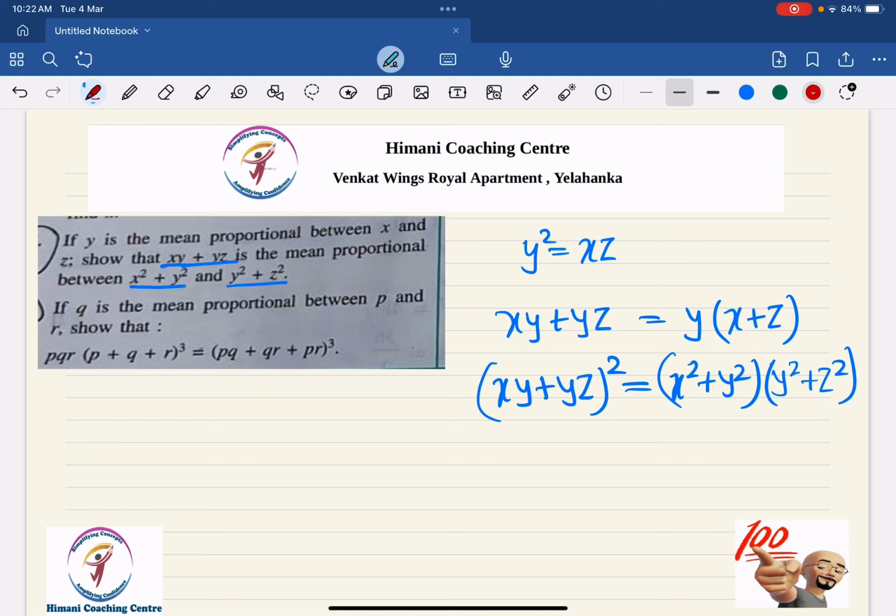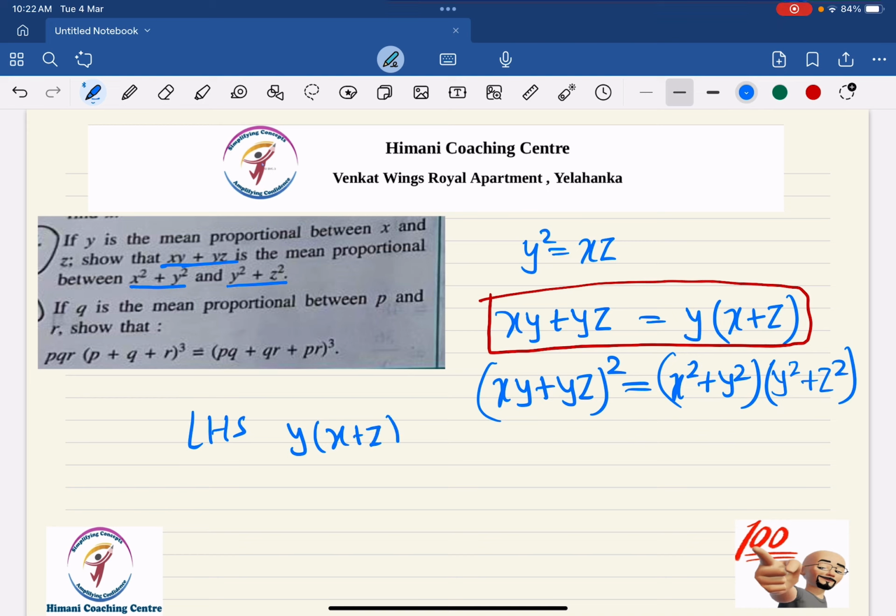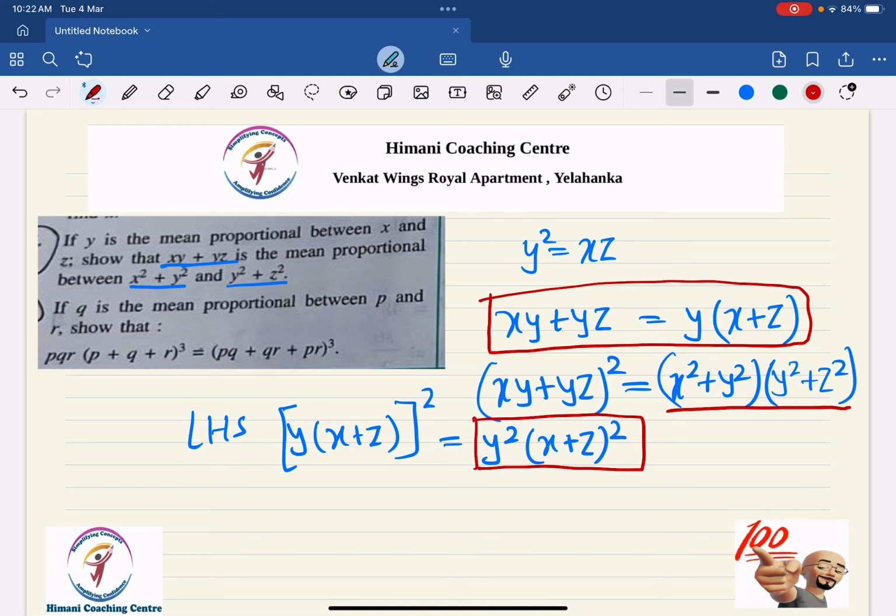Since we have got xy plus yz as y times x plus z, the LHS can now be written as y times x plus z, and we are going to square it. So we will get this as y square times x plus z square. So let us keep this as our LHS. Now let us move to RHS. Right hand side of the equation is this. Let us write that down.